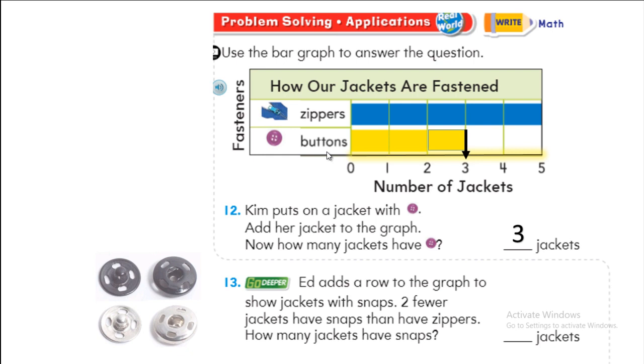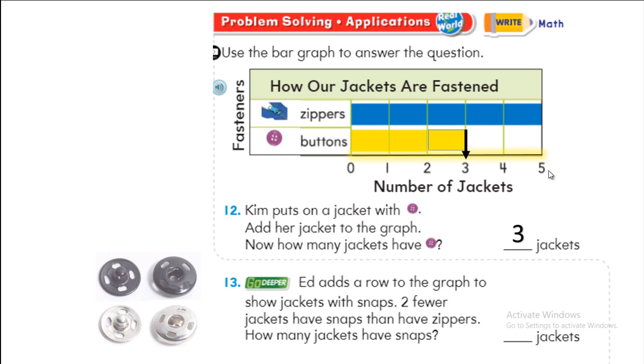It has something that he called snaps. This is the picture for snaps. So if he wanted to add another row, and this row is going to be called snaps, how many jackets have snaps? He says that 2 fewer jackets have snaps than the jackets which have zippers. So go to the zippers. I'm at the zippers now. There are 5 jackets which are fastened with zippers.